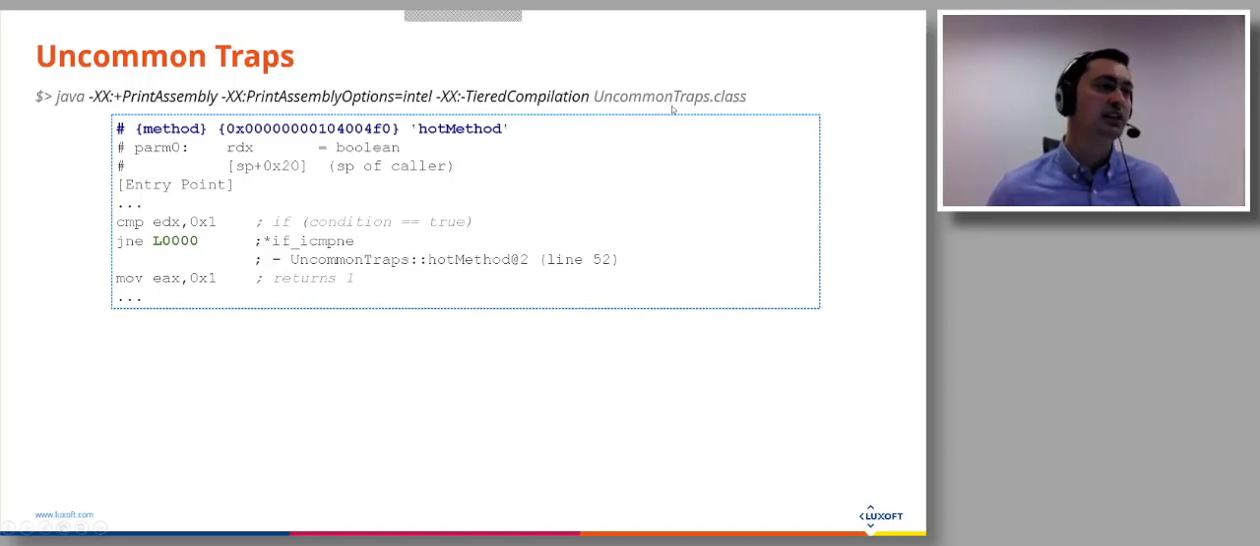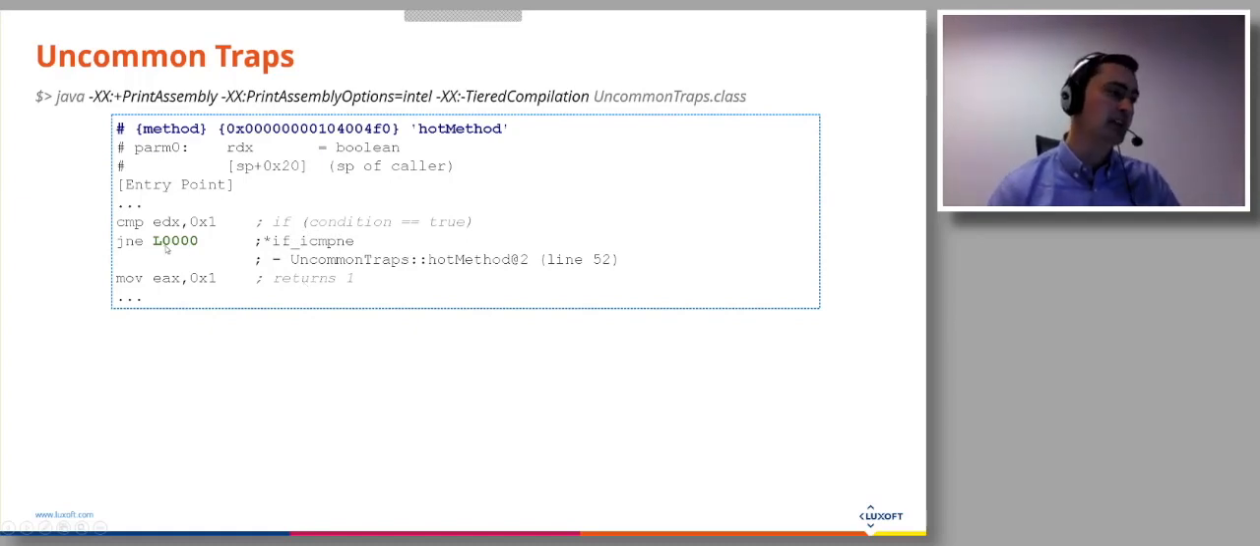And the last one is our main class. If we zoom into the native code produced, which of course I cleaned up a bit, what we have here is RDX, mainly our Boolean parameter, and there is a comparison between this Boolean and 1. So mainly there is a comparison on whether the condition is equal to true. If it is not equal, there is a jump to this label L000, and if it is equal, for example if the condition is true, it returns 1.